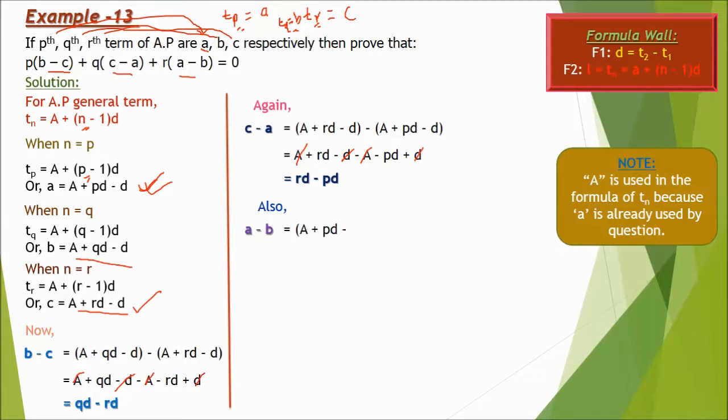Now again we have to find A minus B. We can substitute the value of A, and also the value of B, and open the bracket so that we can cancel a few terms: PD minus D minus A minus QD plus D. A is cancelled, and D is also cancelled.